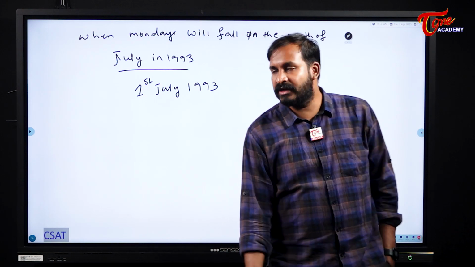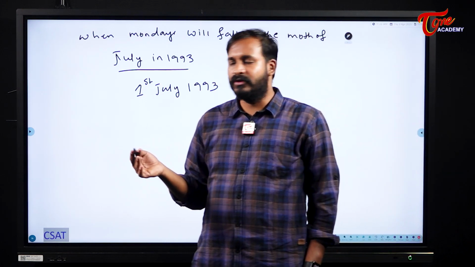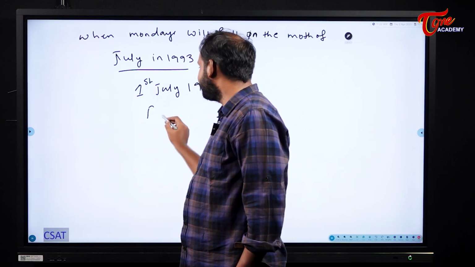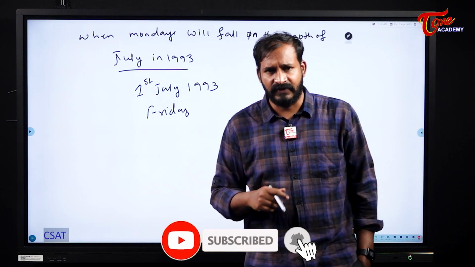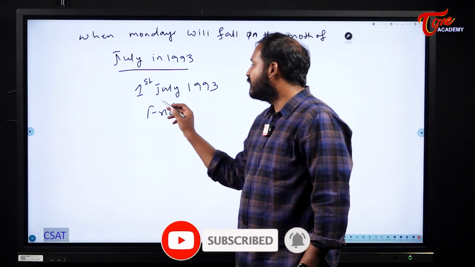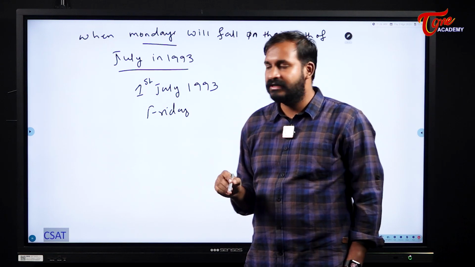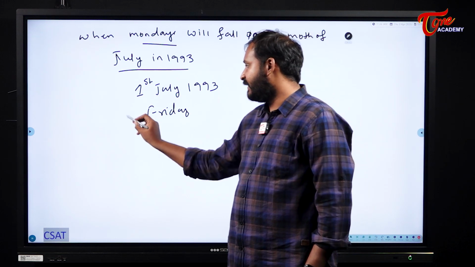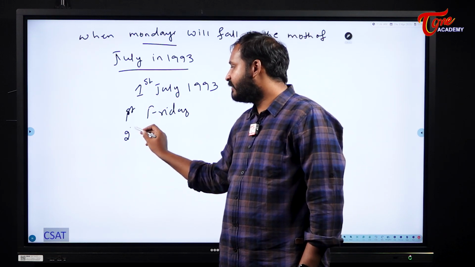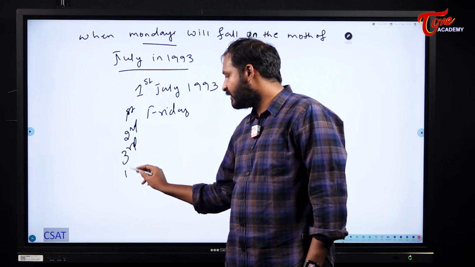Based on that, we can easily say the Mondays. For example, if you came to know that 1st of July is some Friday, take for an example, 1st of July is Friday. Now tell me, when will we have the first Monday in that month, July 1993? First is a Friday, so second becomes Saturday, third becomes Sunday and fourth becomes Monday.